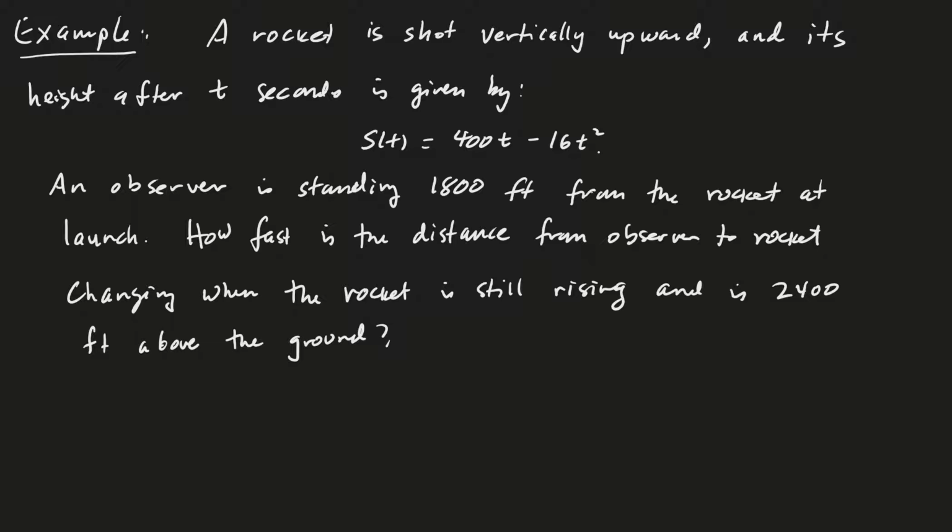An observer is standing 1800 feet from the rocket at launch. How fast is the distance from the observer to the rocket changing when the rocket is still rising and is 2400 feet above the ground? Do you have a picture of it in your mind? See if you can draw a sketch of what's happening, and pause the video, and we'll be back to discuss our pictures.